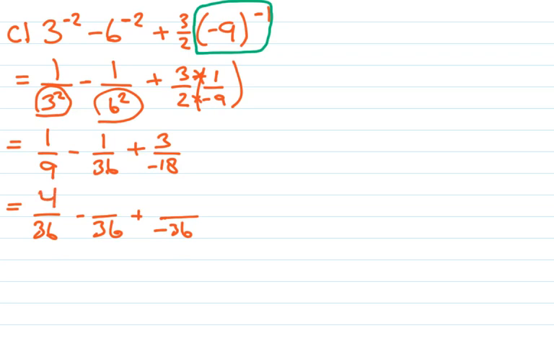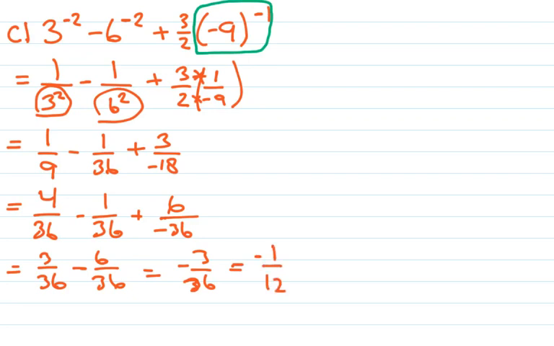So 4 and 1 and 6. So now I have 4 minus 1 is 3 over 36 minus 6 over 36. Oops, sorry. Which equals negative 3 over 36. And that can be simplified to negative 1 over 12.